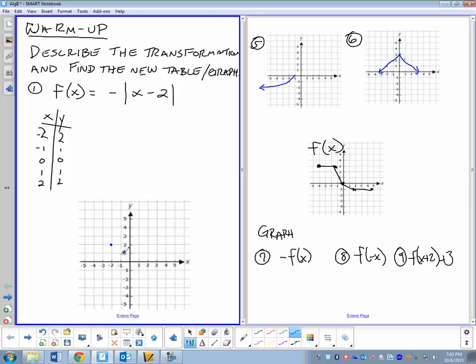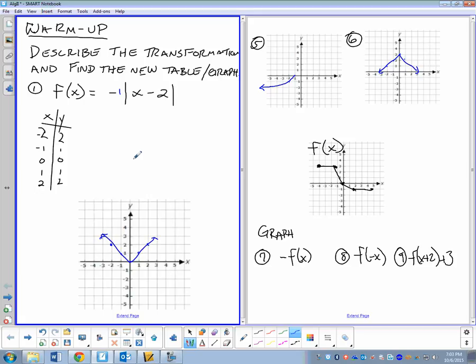We graph these points, and we can see our absolute value function looks like a V. So there's our normal absolute value function. But that's not what we have here. Now looking at this equation, we have to figure out when I put this negative in front, which is really a -1, and when I put this -2 inside the absolute value, how does that change this graph?